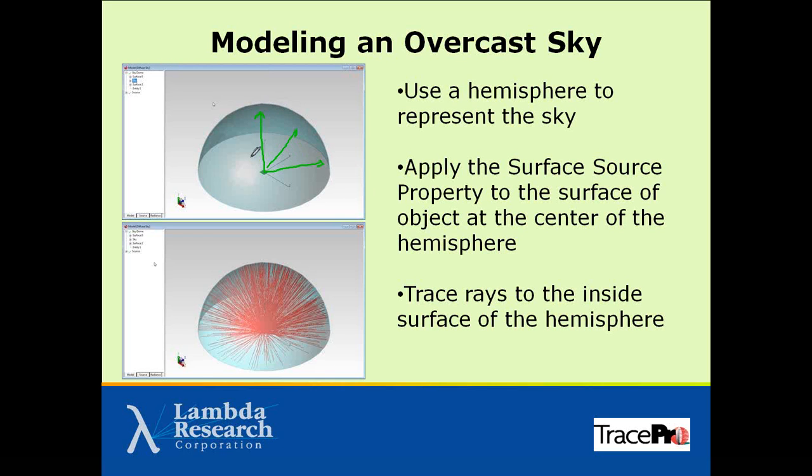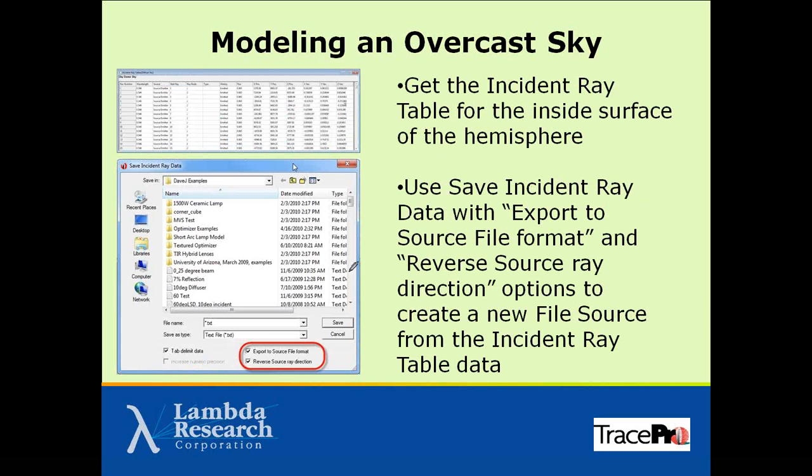And if you remember, these rays are going to vary depending on the angle, so the highest flux rays are going to hit the zenith, the lowest flux rays are going to hit the horizon, and they'll drop off as it goes between there. So again, trace a large number of rays, there's only a small portion shown here, to the inside surface of the hemisphere. So now we actually have that distribution across here. Then we can get an incident ray table for the inside of that hemisphere.